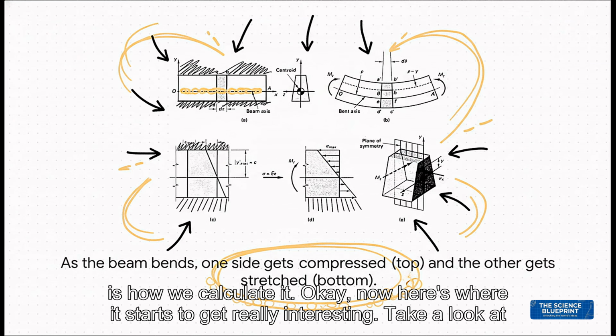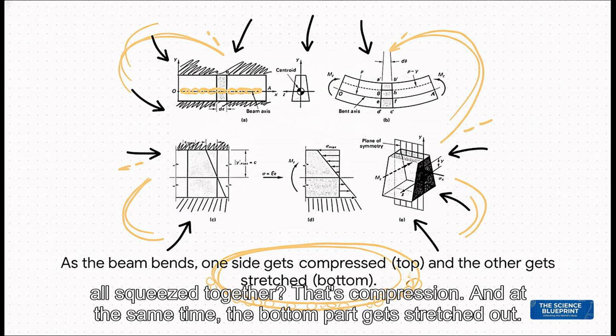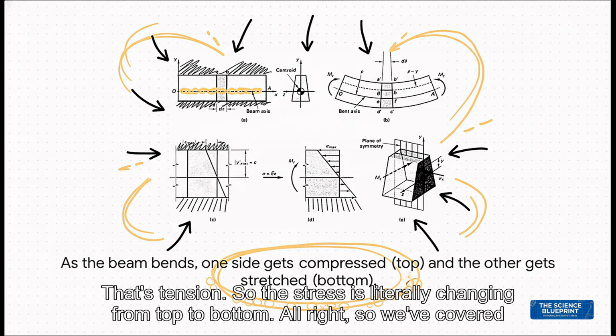Okay, now here's where it starts to get really interesting. Take a look at this. The stress is not uniform anymore. Not at all. As that beam bends, see how the top part gets all squeezed together? That's compression. And at the same time, the bottom part gets stretched out. That's tension. So the stress is literally changing from top to bottom.